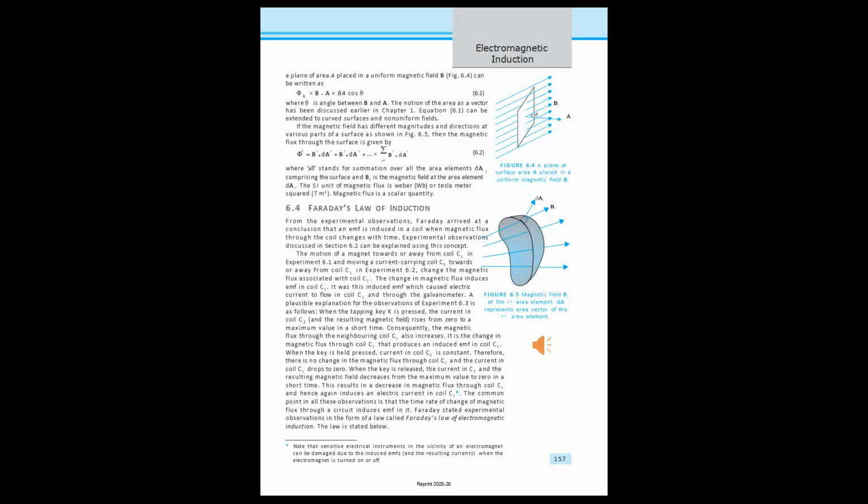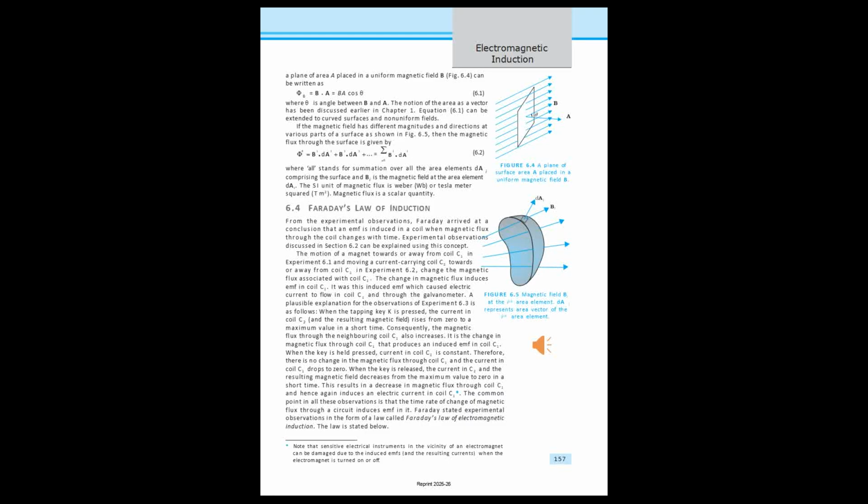Magnetic flux through a plane of area A placed in a uniform magnetic field B, figure 6.4, can be written as Φ_B = B · A = BA cos θ, where θ is the angle between B and A. The notion of the area as a vector has been discussed earlier in Chapter 1. Equation 6.1 can be extended to curved surfaces and non-uniform fields.